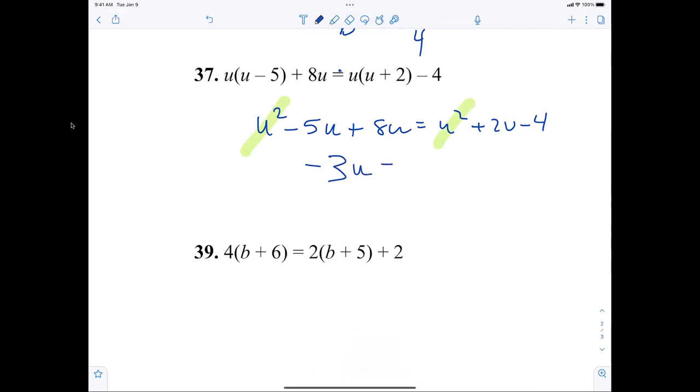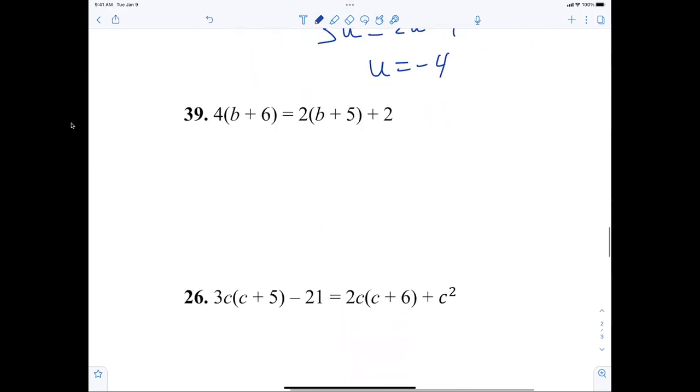And then on the other side, why -3u? Or no, it'd just be 1u. -5 plus 8 is 3, am I right? Yeah, so it ends up being 1u. So then what's the answer? -4. Yes, u equals -4.